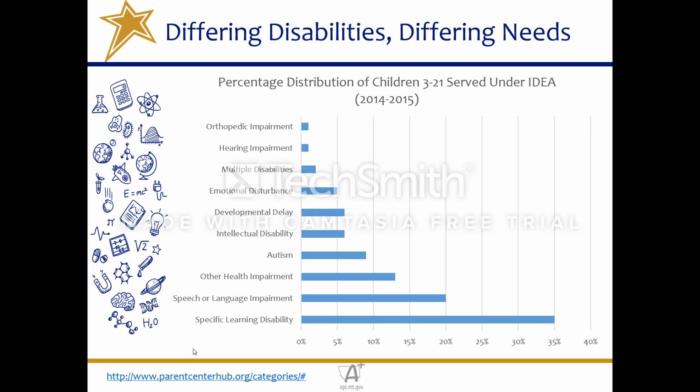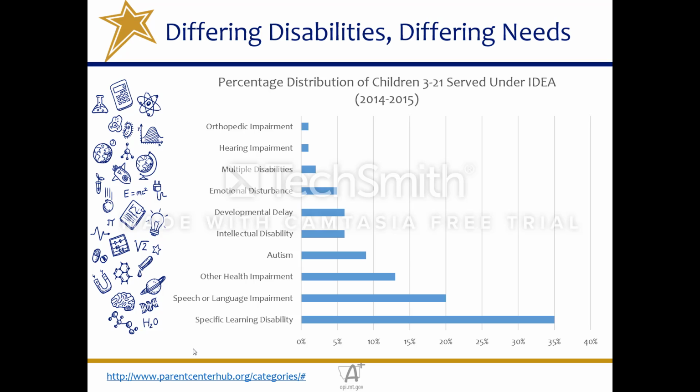Emotional disturbance means a condition exhibiting one or more of the following characteristics over a long period of time and to a marked degree. An inability to learn that cannot be explained by intellectual, sensory, or health factors, an inability to build or maintain satisfactory interpersonal relationships, inappropriate types of behavior or feelings under normal circumstances, a general pervasive mood of unhappiness or depression, and a tendency to develop physical symptoms or fears associated with personal or school problems. Often, a behavior plan will be put in place for children in this category. A stable, predictable environment can be very important.